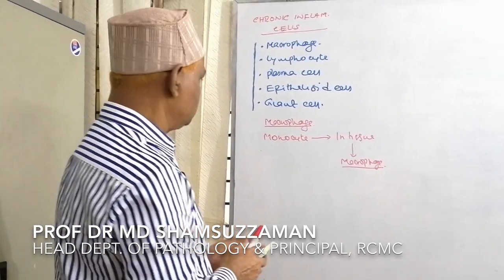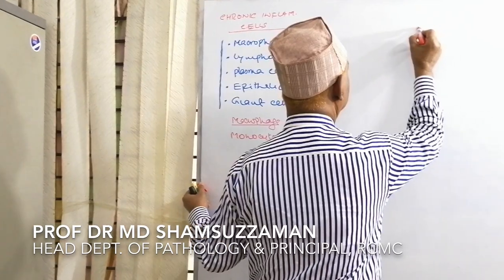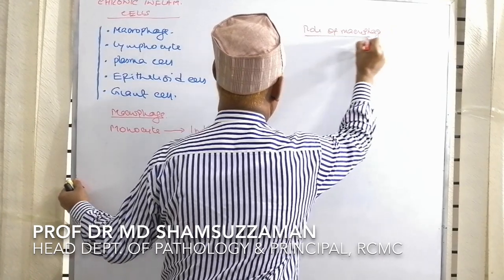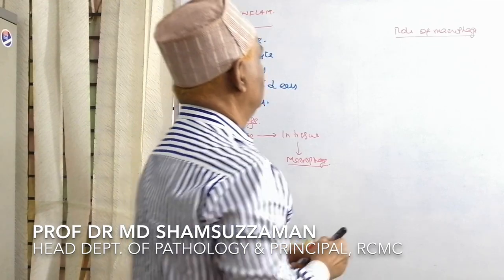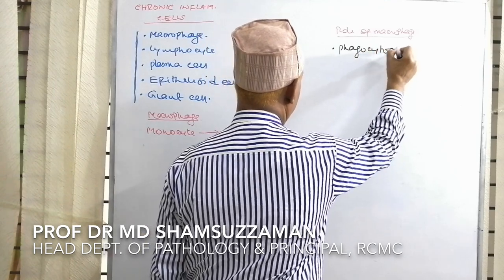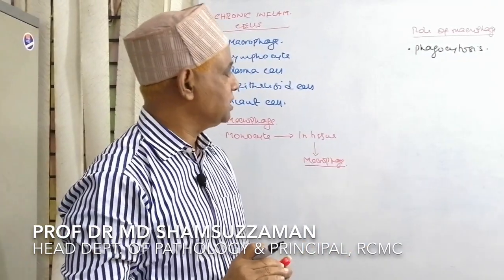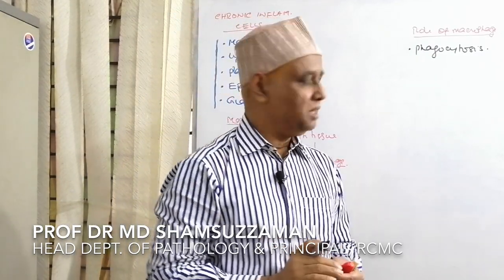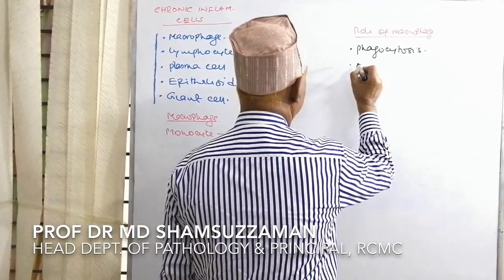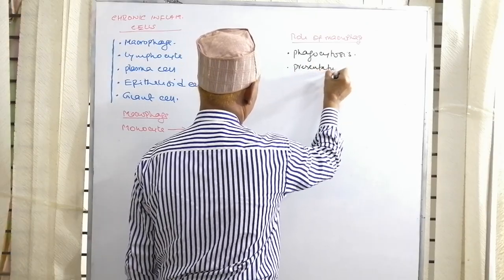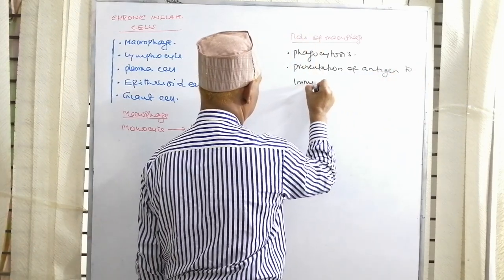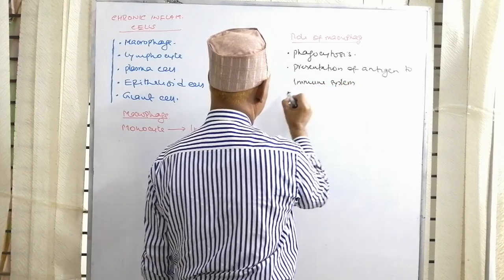What is the role of macrophage? Role of macrophage: phagocytosis. So this is the important phagocytic cell. It is also called scavenger cell. It is associated with scavenging, so it is called scavenger cell also. Another function is presentation of antigen to the immune system.